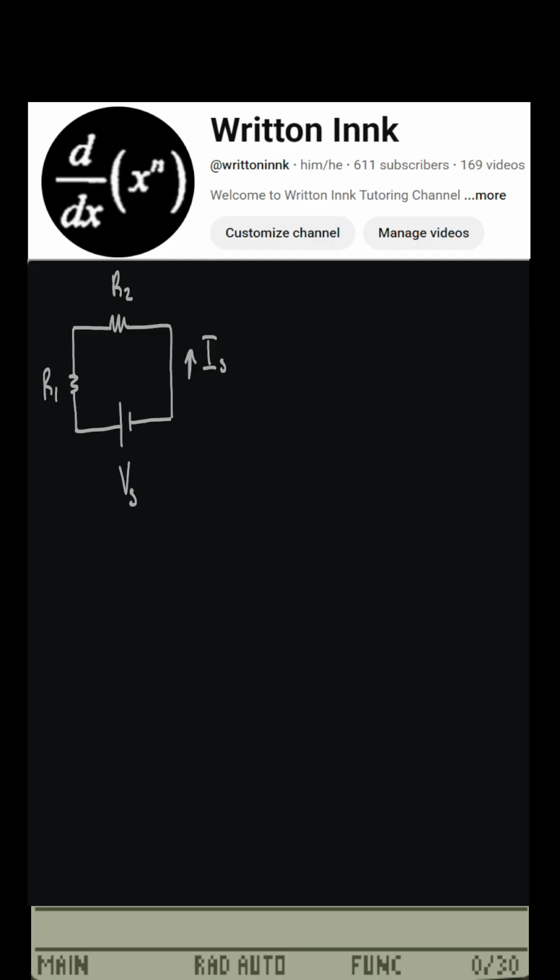If I would like to find that, I know that Ohm's law states that V is equal to I times R. We can call that 1. So 2, we can say that I is equal to V divided by R. You can say 3, R is equal to V divided by I.